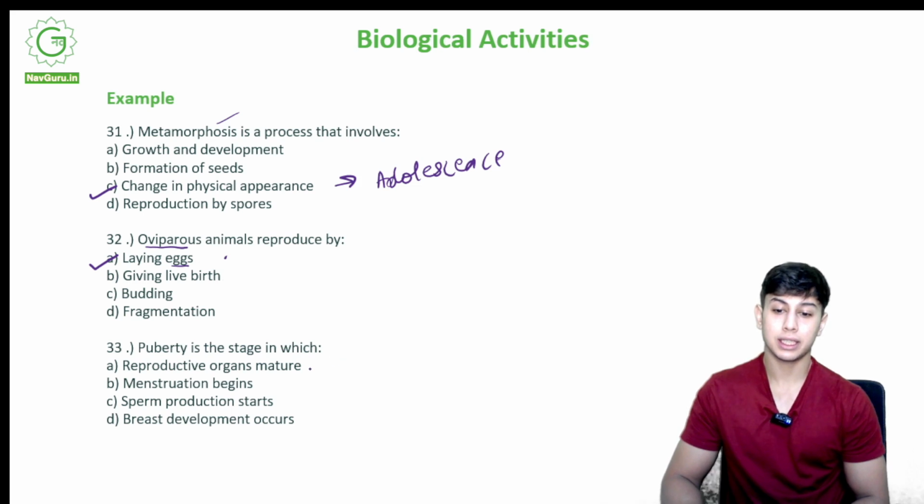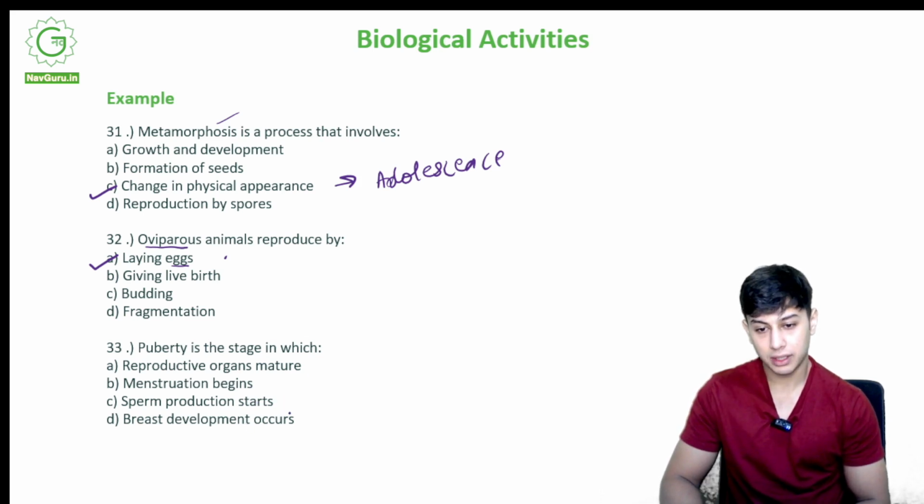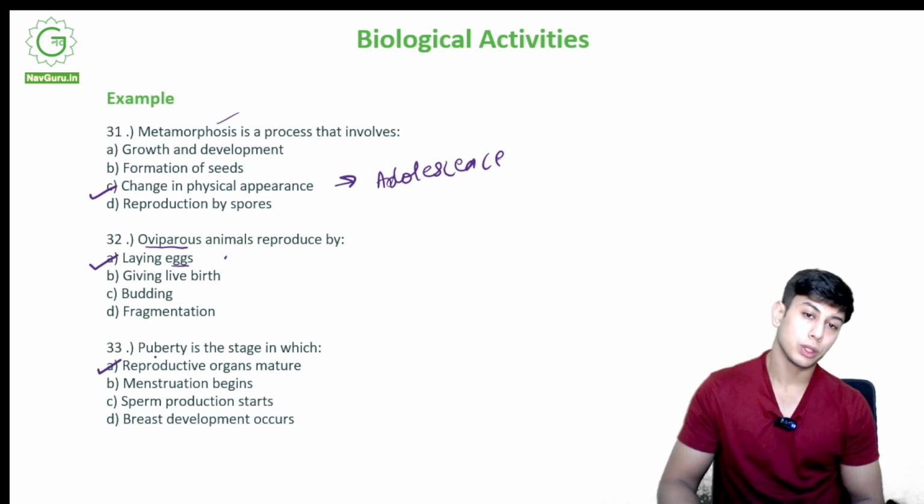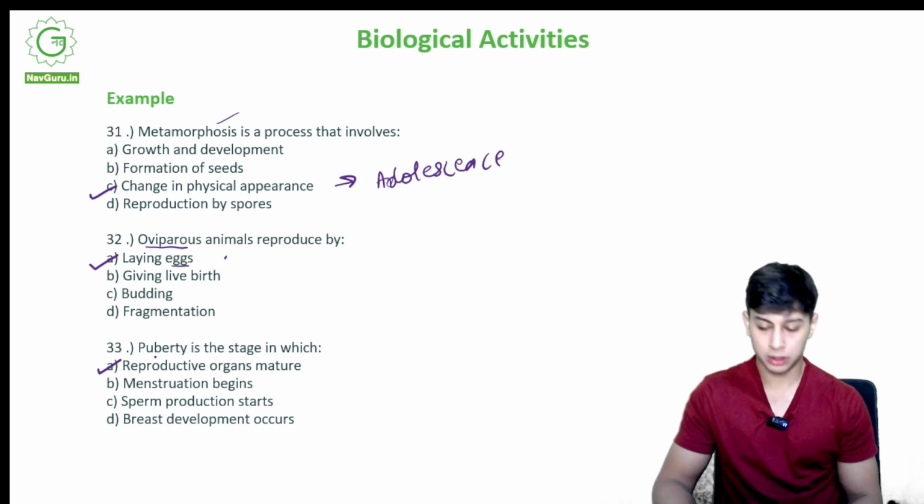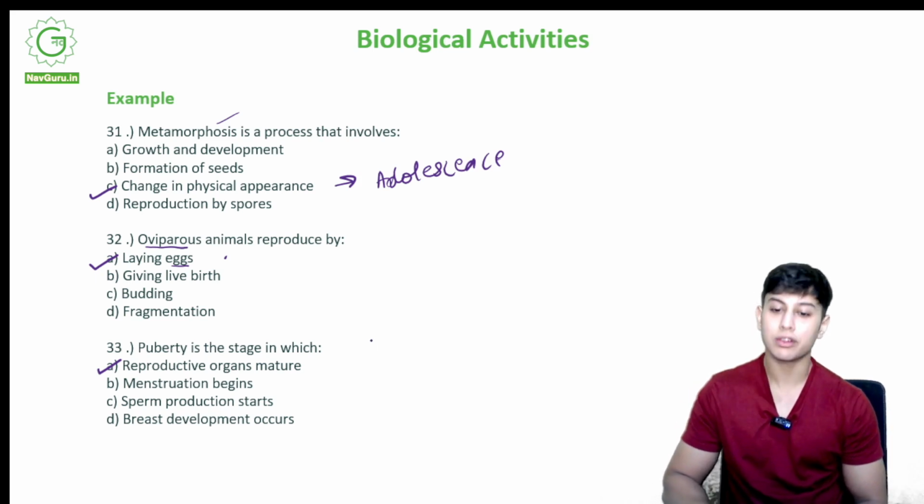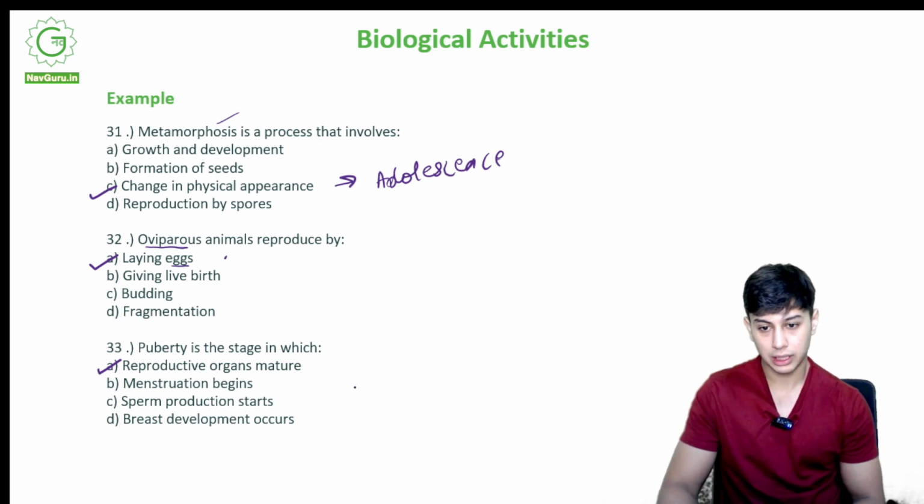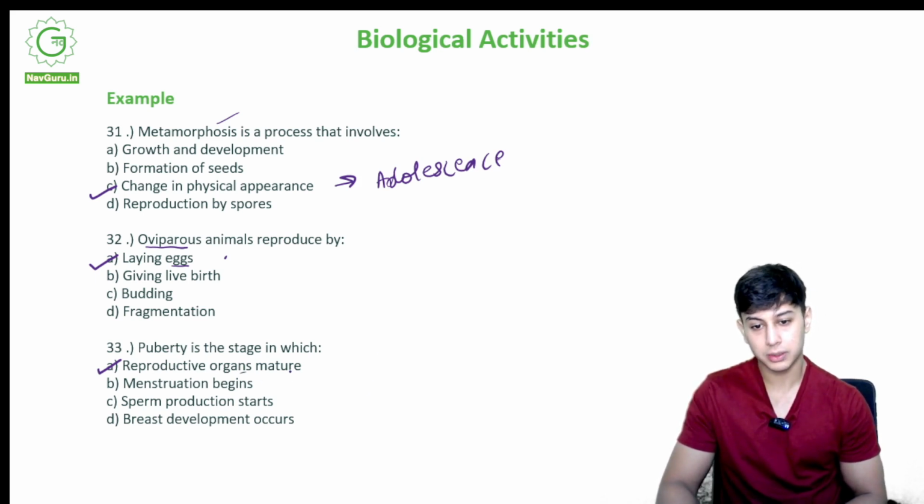Puberty is the stage in which reproductive organs mature, menstruation begins, sperm production starts, breast development occurs. Correct option is option A, reproductive organs mature. So I told you what was puberty, when males and females reach reproductive maturity, right? Sexual maturity means that the organs have all developed and they can form a new offspring. So that means reproductive organs mature.